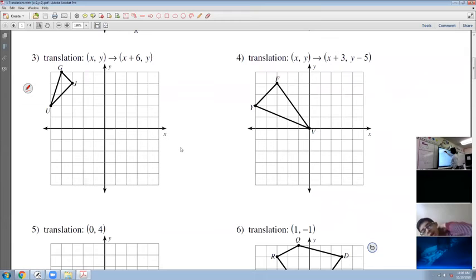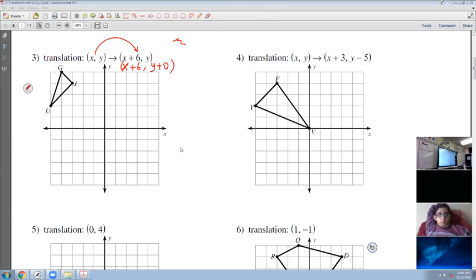What is number 3 and number 4? X and Y will be changed to X plus 3, comma, Y plus 0. And what does it mean, X plus 6 and Y plus 0? How will it go? Can you repeat that? Yeah, of course. What is X plus 6, comma, Y plus 0? How will it move? X plus 6.